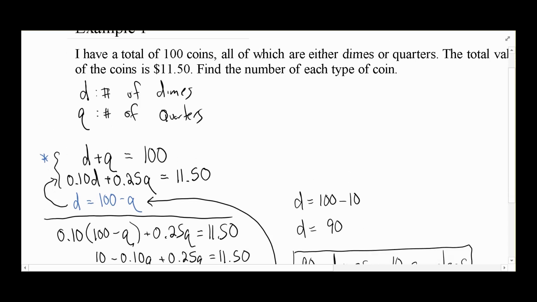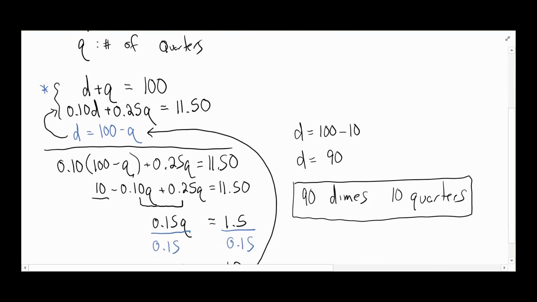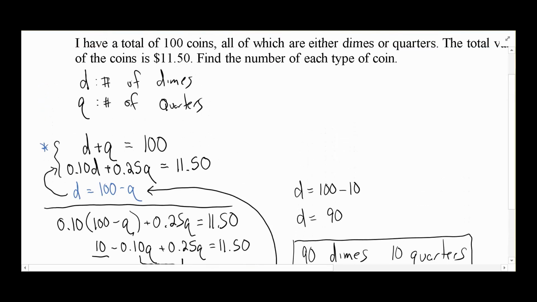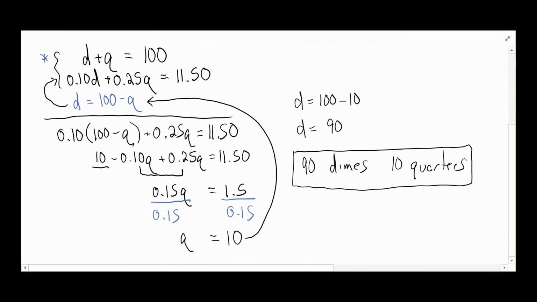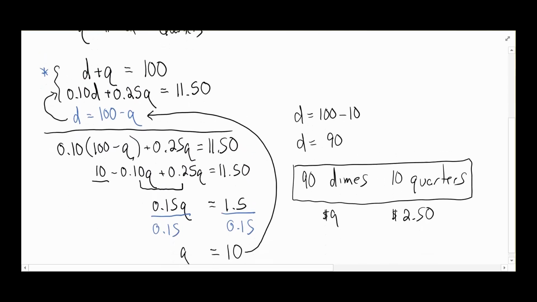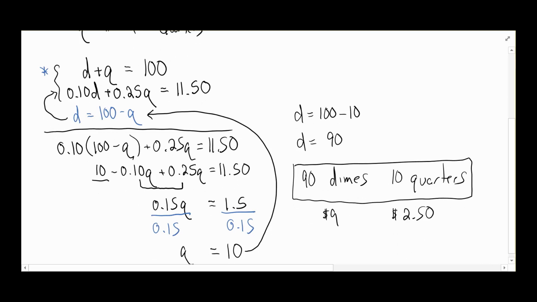We were supposed to have a total of 100 coins. Do I have 100 coins? Well, sure, I got 100 coins, 90 and 10. Now my value is supposed to be $11.50. This should be pretty easy. If you got 90 dimes, that's $9. If you have 10 quarters, that's $2.50. Add those together, that's $11.50. That is what we wanted. So we can be pretty confident in our answer of 90 dimes and 10 quarters.